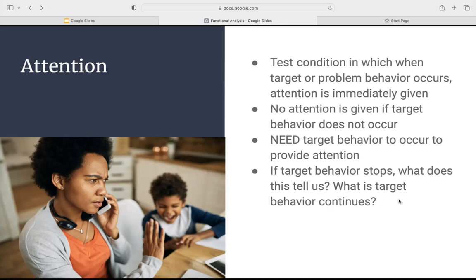The first test condition we are going to discuss is the attention condition. And in this condition, no demands are placed on the child, but when the target behavior occurs, attention is given immediately. So if the target behavior is a tantrum, once the child engages in the tantrum behavior, the adult will immediately provide attention. So if the problem behavior stops, then one can conclude that at least one of the functions of the tantrum behavior is to gain socially mediated access to attention. As stated on the slide, attention is only given if the target behavior occurs. At no other point should attention be given.